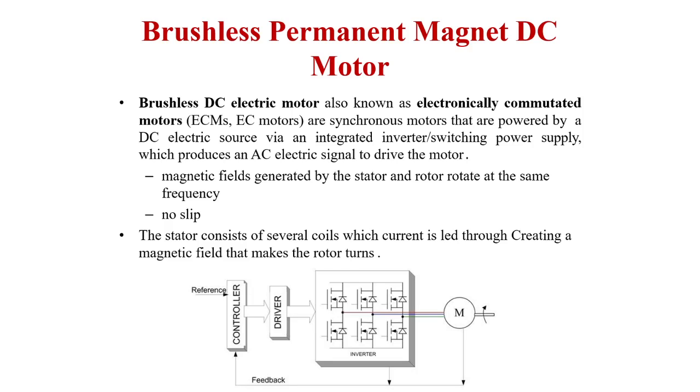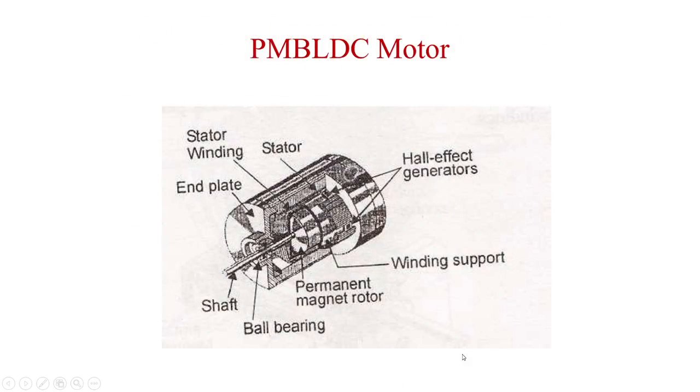Stator consists of several coils which current is led through, creating a magnetic field that will make the rotor to run. This is a controller which will take the reference and feedback and give its output signal to the driver, and driver will give the signal to the inverter. Inverter will convert DC to AC, and that will be given to the motor. So this is a permanent magnet brushless DC motor.